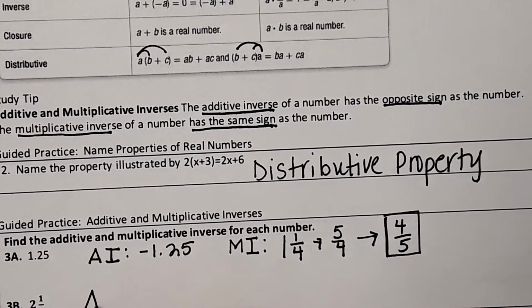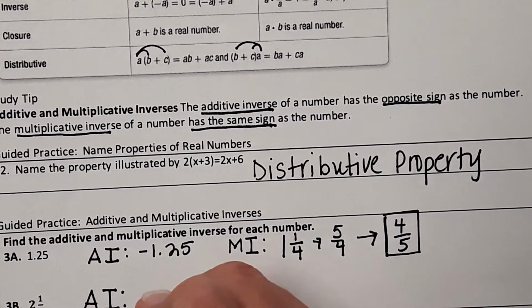Okay, what is the additive inverse for 2.5? I love additive inverses, right? Because they're nice. Negative 2 1/2.